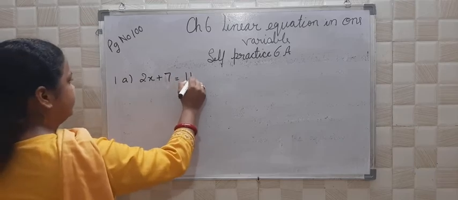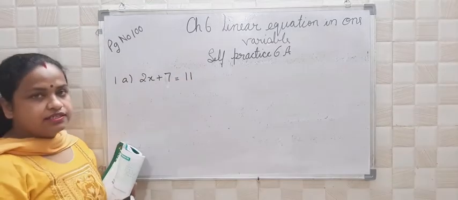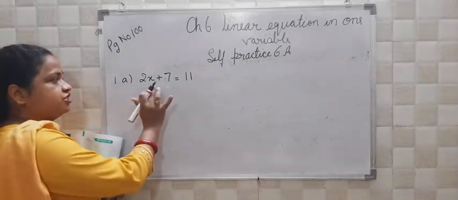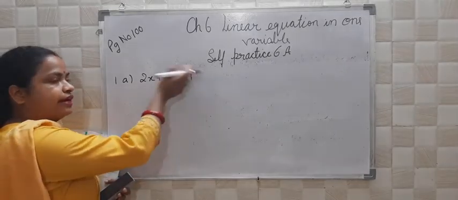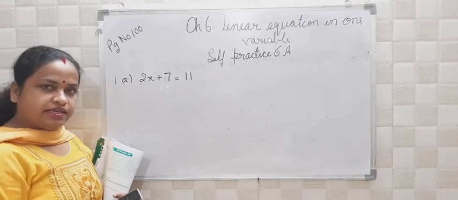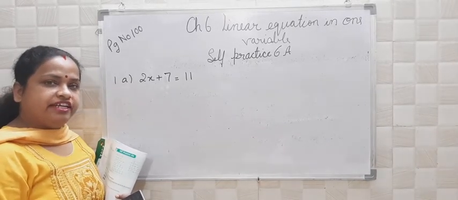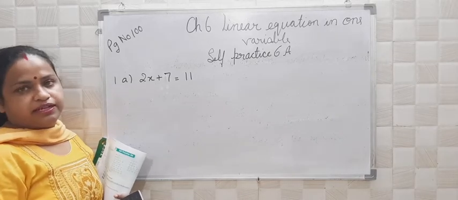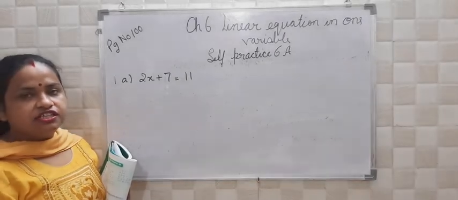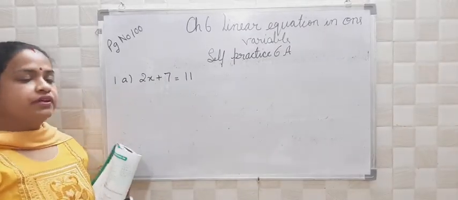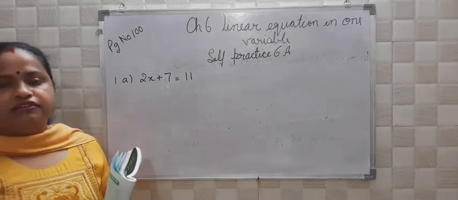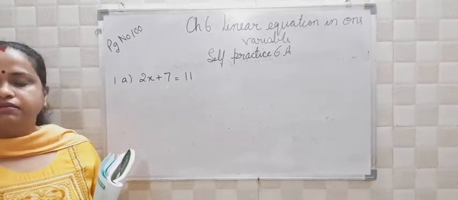is equal to 11. When you solve this, there are some differences in the sign. When you move a number from left to right or right to left, the plus will become minus, minus will become plus, multiply will become divide, and divide will become multiply. When you change the side of a number, you also have to change its sign.